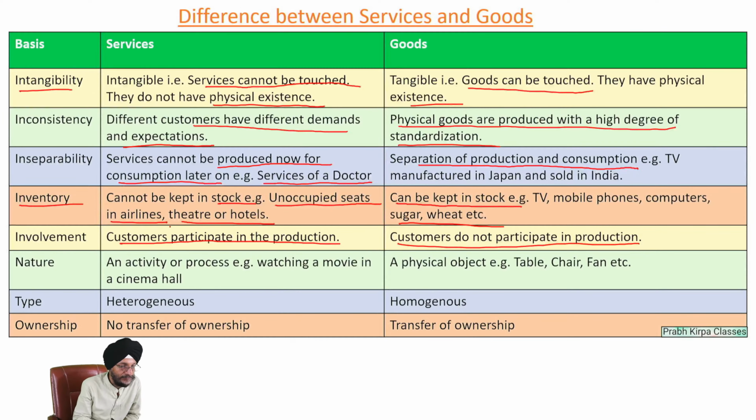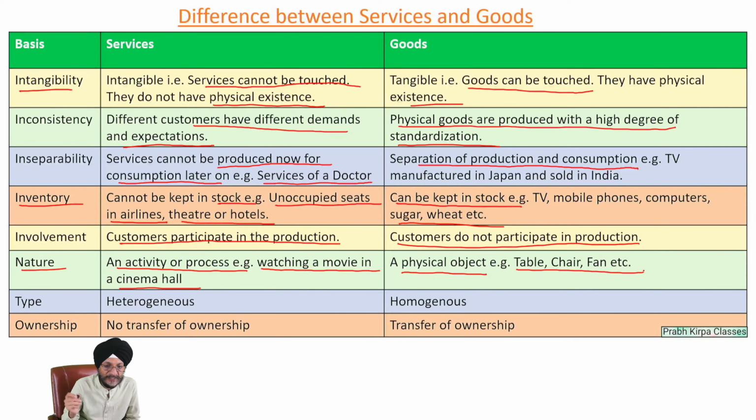Next is nature. Services is an activity or a process. For example, watching a movie in a cinema hall. In the case of goods, it is a physical object. For example, table, chair, fan. Type: services are heterogeneous. In the case of goods, these are homogeneous, of the same type. All the products are homogeneous.